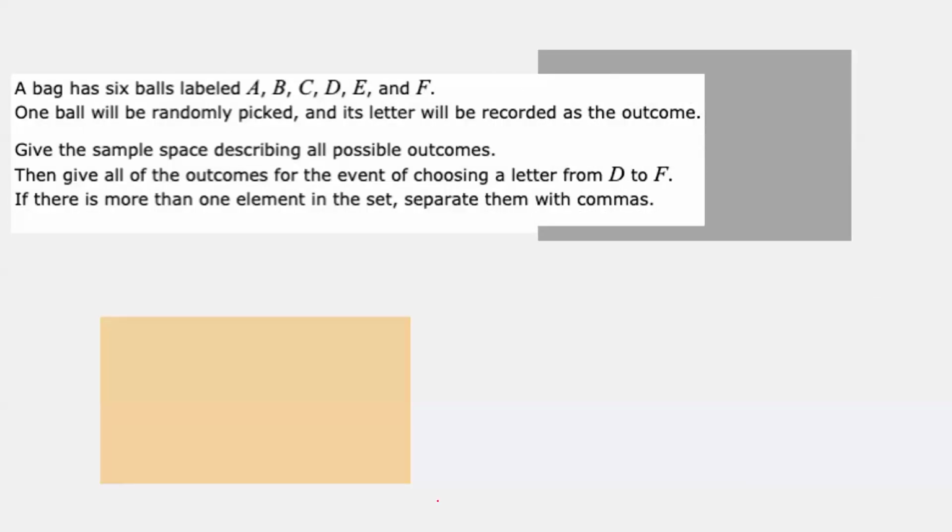So to do that, here's an example. We have a bag that has 6 balls labeled A, B, C, D, E, F. One ball is randomly picked and its letter will be recorded as the outcome. Give the sample space describing all possible outcomes. Then give all the outcomes for the event of choosing a letter from D to F.